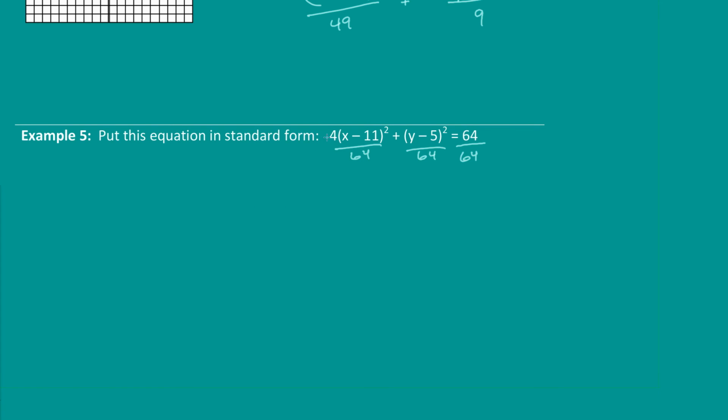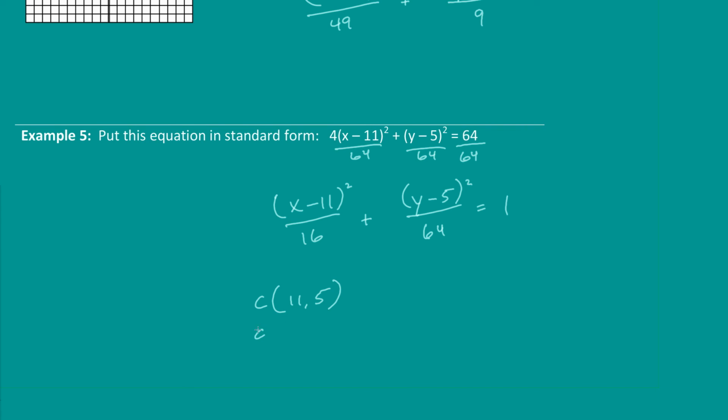When I do that, 4 divided by 64 is going to be 1 over 16. We're going to pull a 4 out of both of those, and we'll get x minus 11 squared over 16 plus y minus 5 squared equals 64 over 64 equals 1. Now we're in our form that we're familiar with. We can see that we've got a center of 11, 5.